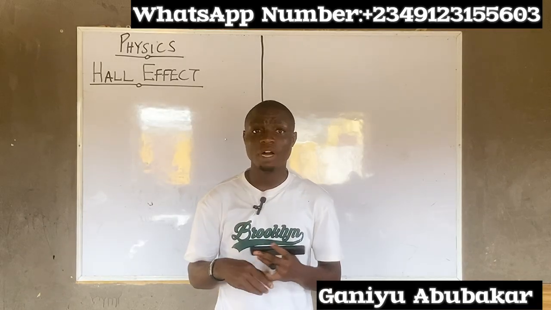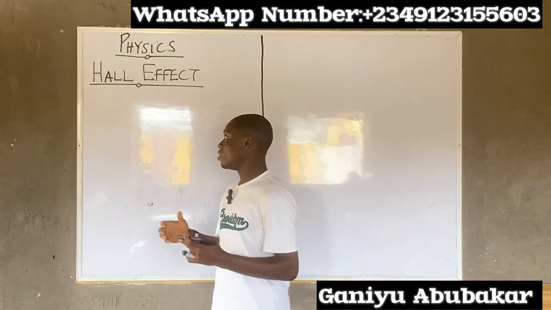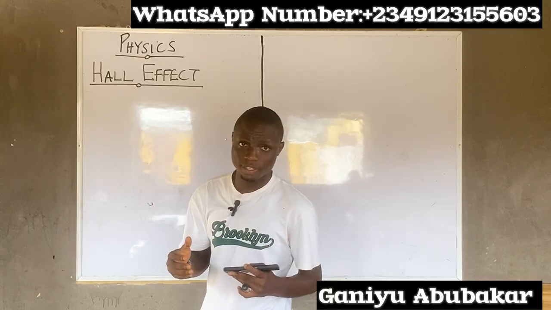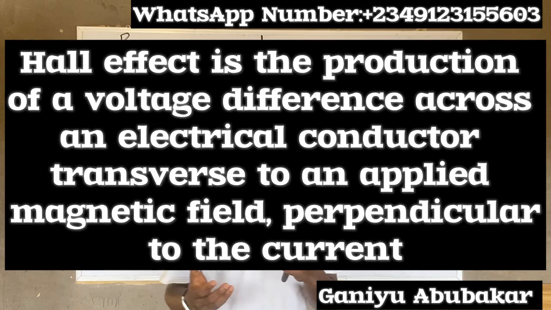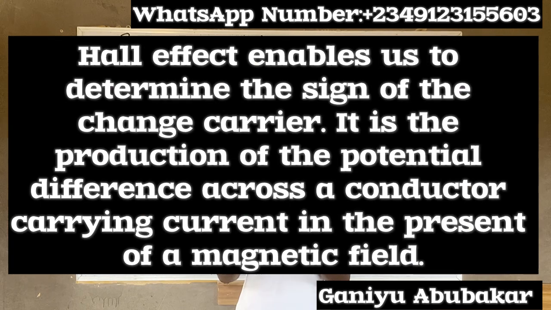We're going to study the Hall effect in physics. So let's discuss the idea behind the Hall effect. By definition, the Hall effect is the production of a voltage difference across an electric conductor, transverse to an applied magnetic field perpendicular to the current. The Hall effect enables us to determine the sign of the charge carrier. It is the production of a potential difference across a conductor carrying current in the presence of a magnetic field. That's how you define the Hall effect.